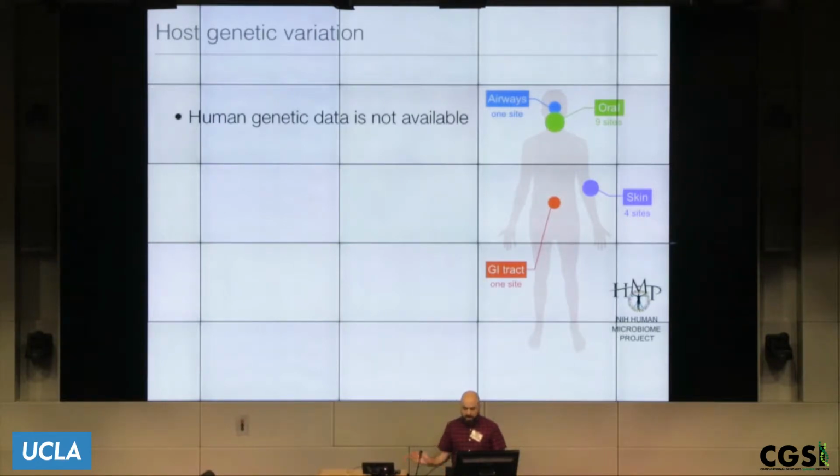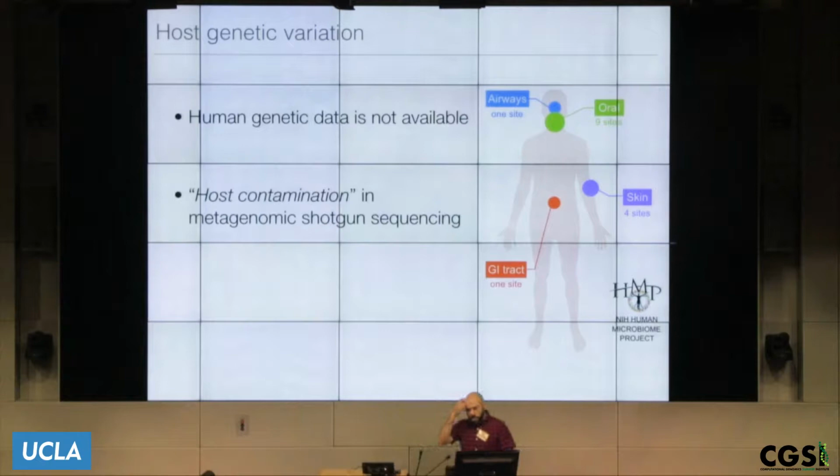But when we started this project, and by the time we published this, which was three years ago or so, this data was not available. So what do we do? Well, there's a known issue in metagenomic shotgun sequencing, which is called host contamination, when you look at human data. When you sequence all the DNA in a sample, some of the reads are going to come from the host. So usually in microbiome data analysis, these reads are discarded as contamination.